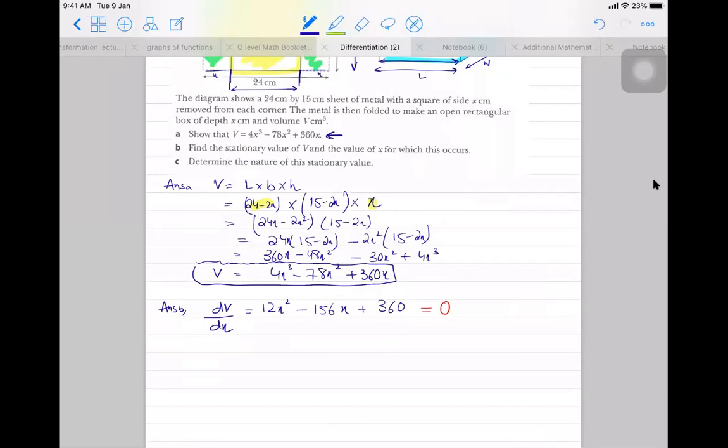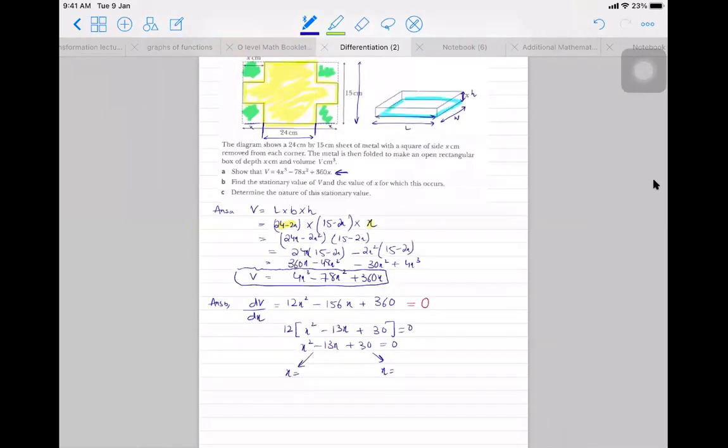Now you can take 12 common from the expression. So you're going to get x squared minus 13x plus 30 equals 0, and solve the remaining quadratic equation for x. So what are the two values coming? Sir, 5 and 6. I'm getting 10 and 3. Please recheck.